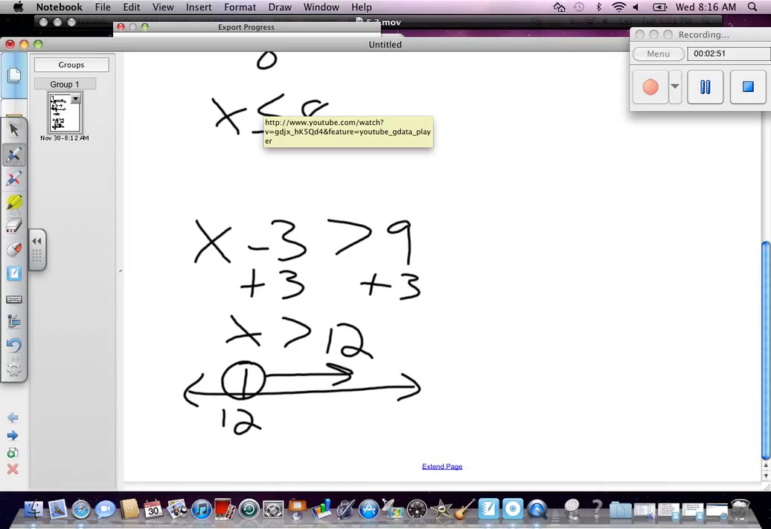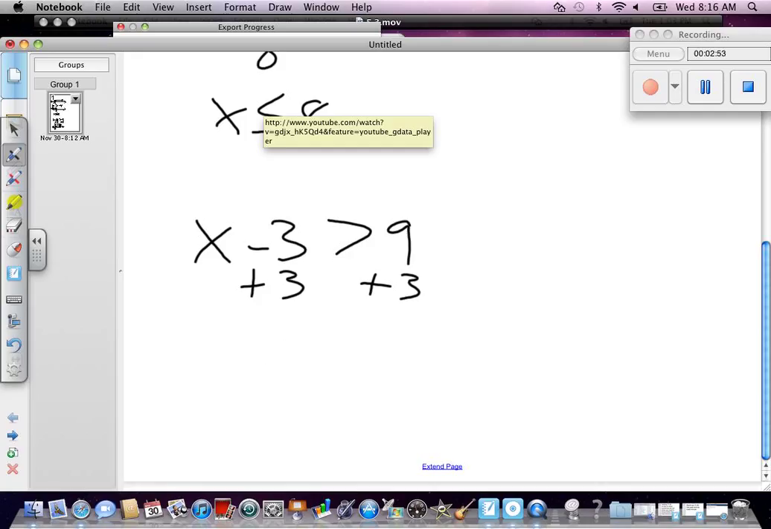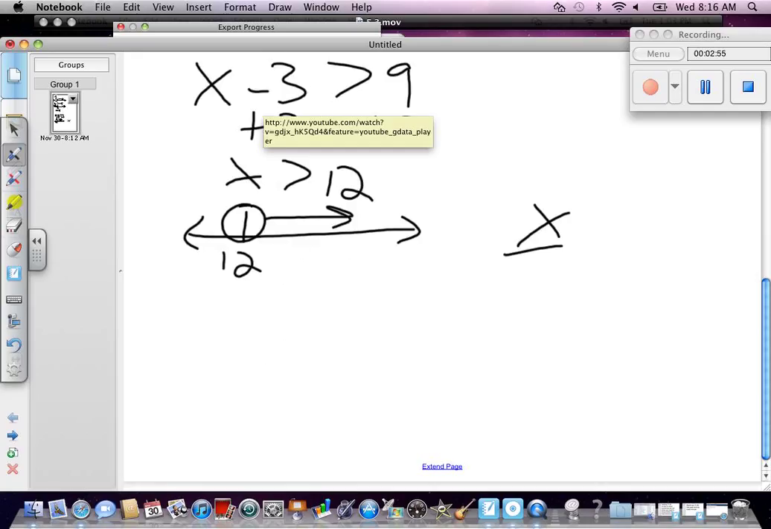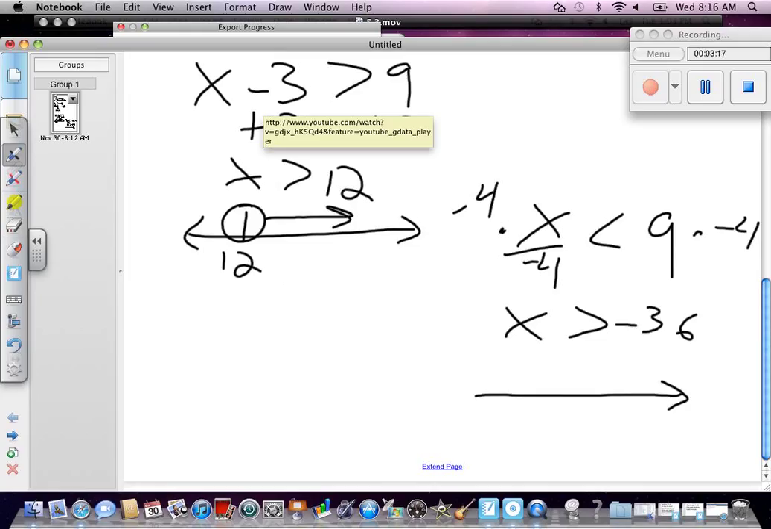All right, I'm also going to do number 4. x over -4 is less than 9. So how do I get rid of that -4 on the bottom? Multiply. I multiply both sides by -4. What happens when I multiply by a negative? You change the inequality. Then I have my graph. x is greater than -36.